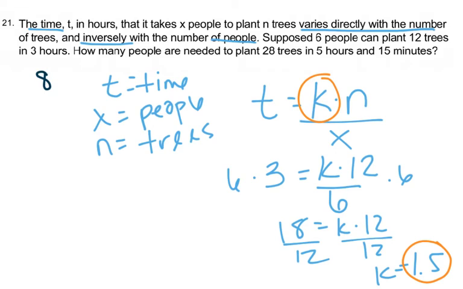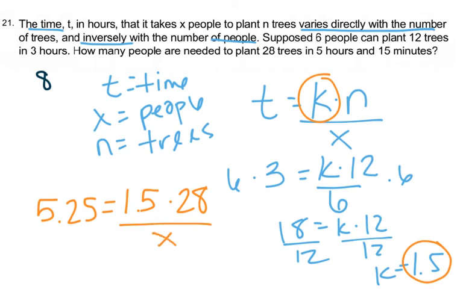So now, how many people are needed to plant 12 trees in 5 hours and 15 minutes, which is the same thing as 5.25? I know that k is 1.5. My n is the number of trees. I'm talking about 28 trees now. I'm trying to figure out what x equals. So I'm going to multiply x to the other side. I'm going to do 1.5 times 28. I'm going to get 42. And then I'm going to divide both sides by 5.25. So 42 divided by 5.25, I get 8.